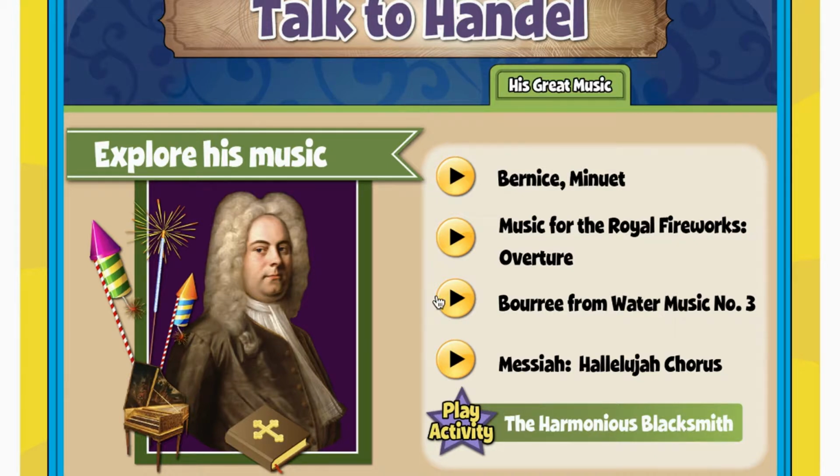What a beautiful piece. Did you hear any of the Baroque fanciness coming from the trills? Let's listen to the music for the royal fireworks now.